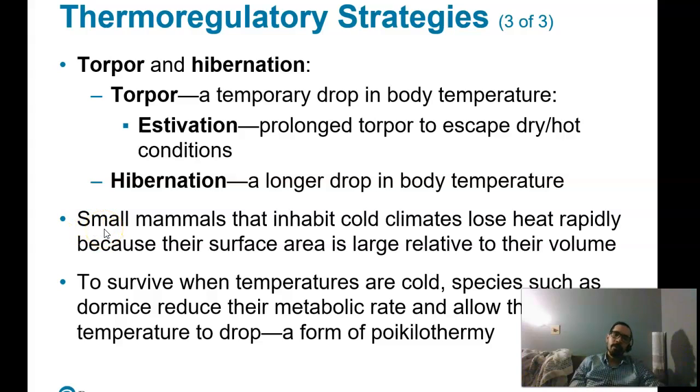And small mammals that inhabit cold climates will lose heat rapidly because their surface area is large relative to their volume, right? They have a high surface area to volume ratio. So to survive these cold temperatures, animals like dormice reduce their metabolic rate and allow their body temperature to drop. So another example of poikilothermy, maintaining the body temperature depending on the environment, right?